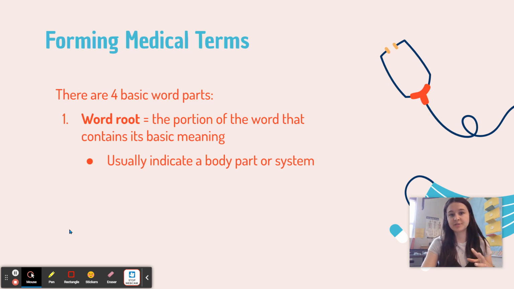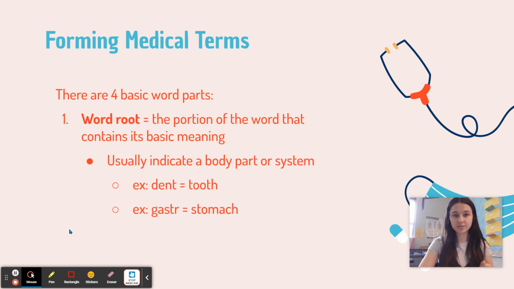And usually these word roots indicate our body parts or our systems, like the word part dent means tooth, like your dentist is a tooth doctor, or gastr means stomach, so like gastric acid would mean stomach acid.